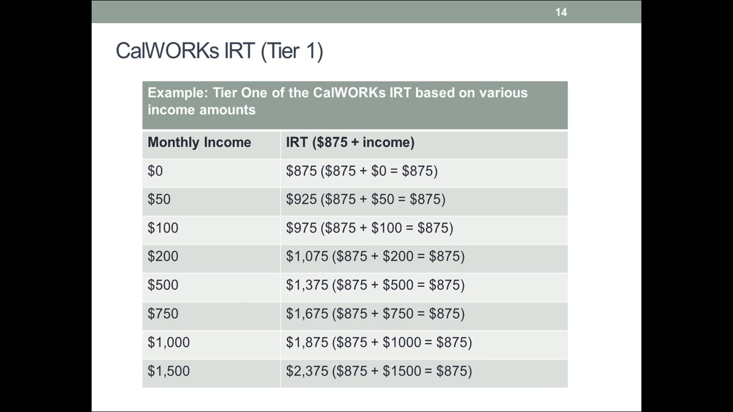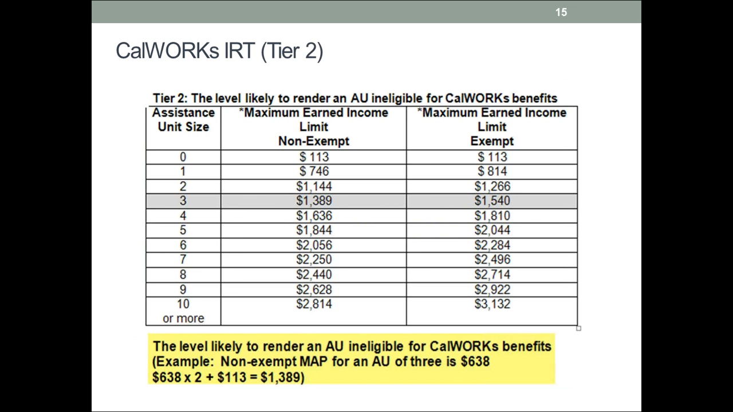The next slide just has some examples of the CalWORKs IRTs. You can switch to the next slide. That's Tier 1. The second slide shows the CalWORKs IRTs for Tier 2, which is the amount that's likely to make the household ineligible for CalWORKs.